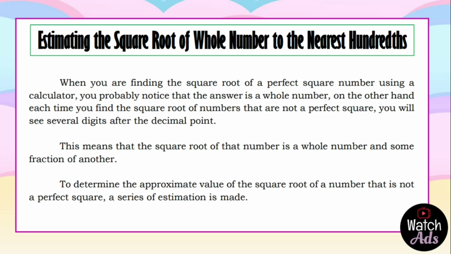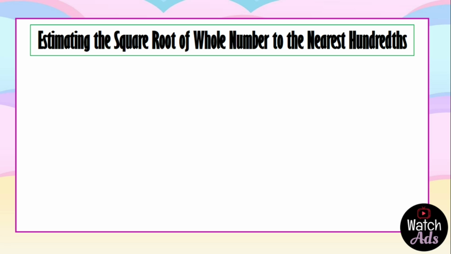To determine the approximate value of the square root of a number that is not a perfect square, a series of estimations is made. I am going to introduce today 4 methods in estimating the square root, one of which is the best. It depends upon you which is the more comfortable way for you to estimate or to compute. So I'm going to show you first our first method.